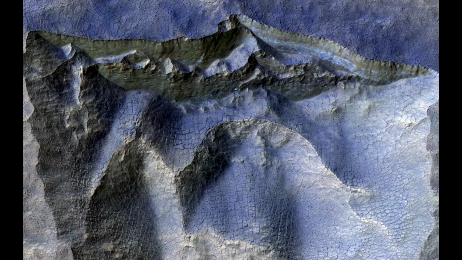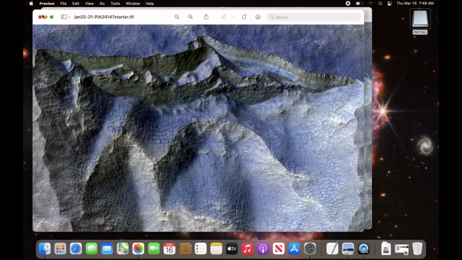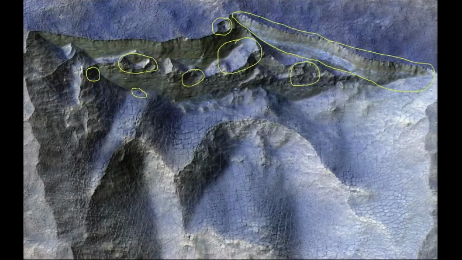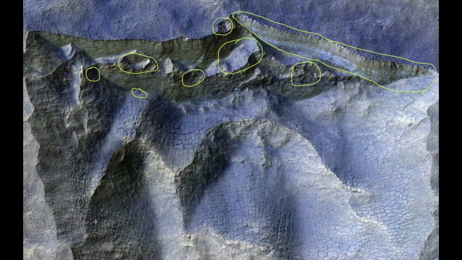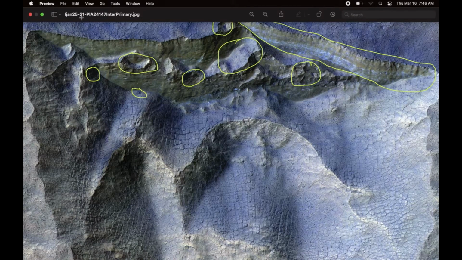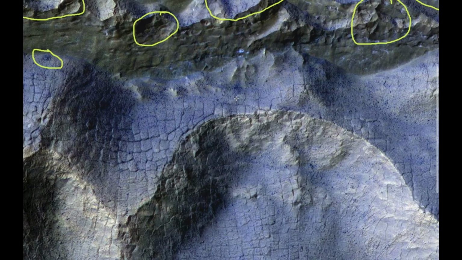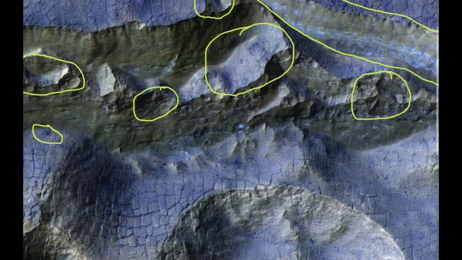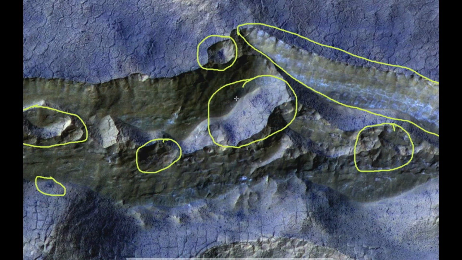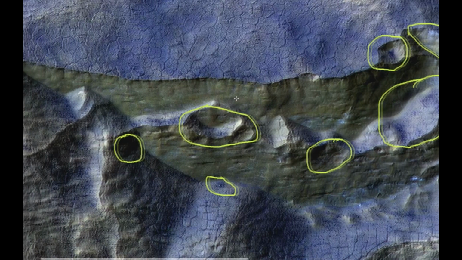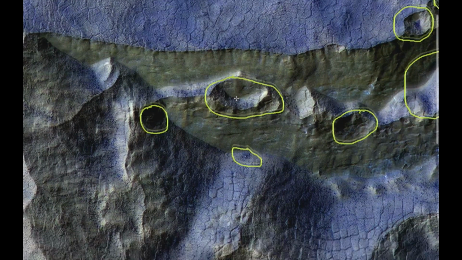Today it's PIA 24147, and this is with the MRO, the Mars Reconnaissance Orbiter, and its networks. And the topography is immense and gives some very beautiful panoramas to usurp. And we'll look at certain areas and also incorporate various probing techniques.